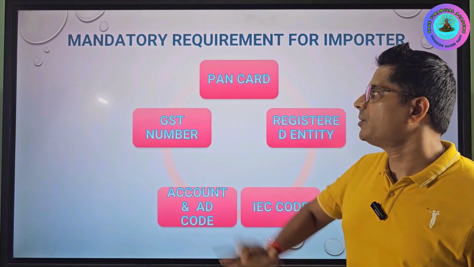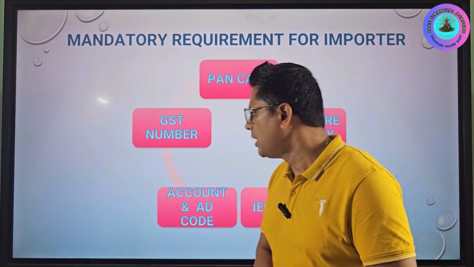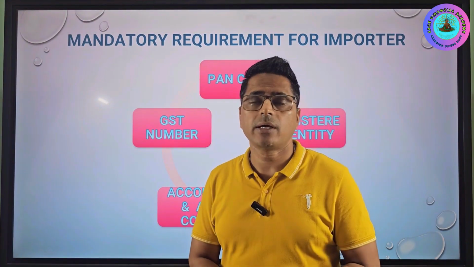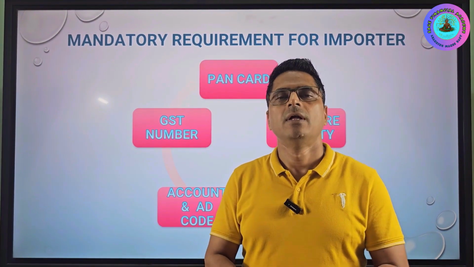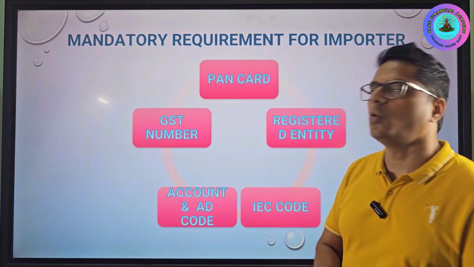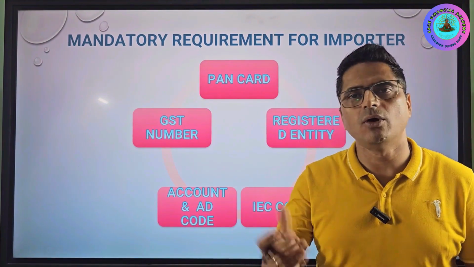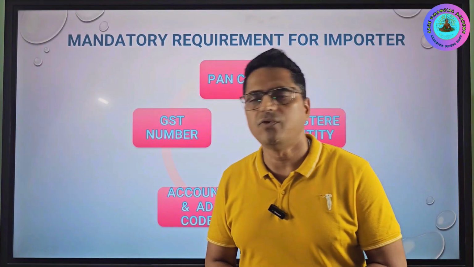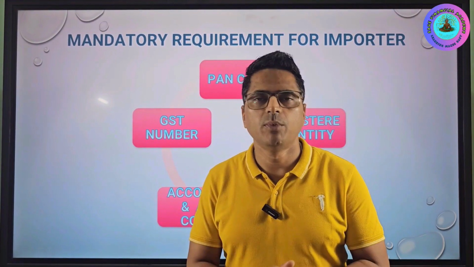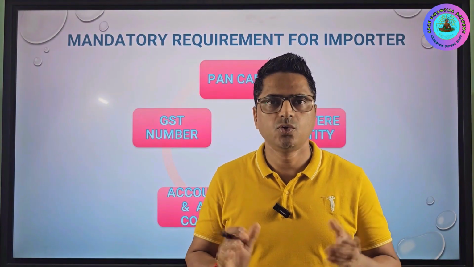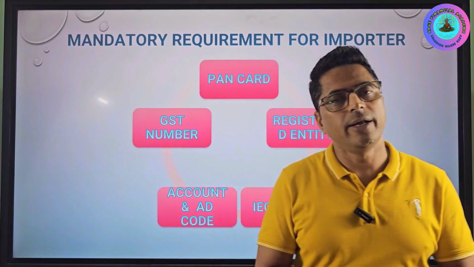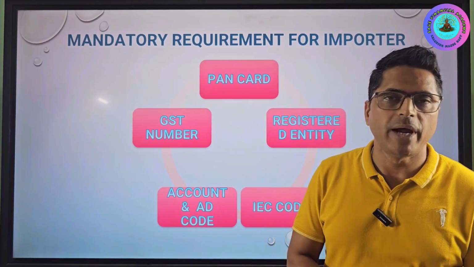And what is the other requirement? GST number. You must have a GST number, and also a bank account and AD code. You must have an account with a bank, and that bank must have an AD Category 1 branch, and that branch must have an AD code, because the AD code is required to file all the import and export related information. And the last one is the IEC code, the import export code. You must have an import export code to be eligible to import or export goods or services from or to India. So these are the basic mandatory requirements.